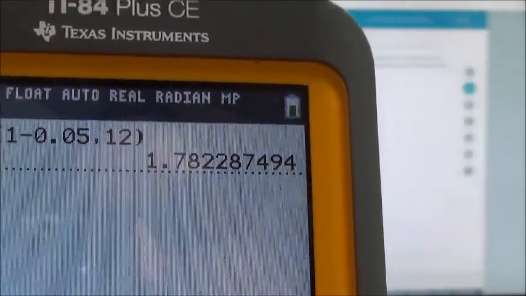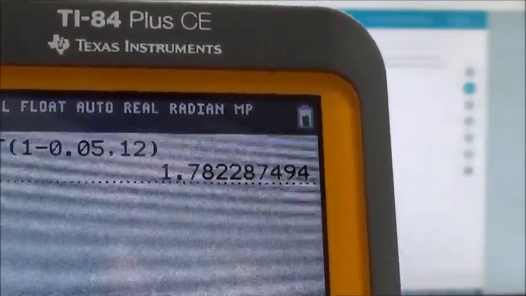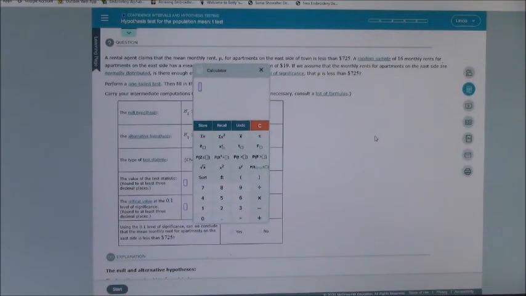Again, they'll probably have you rounded off to 3 or 4 decimal places. On the Aleks calculator, it's always going to do the area to the right. So if you want the area to the left, you use the negative t sub. If you want the area to the right, you just do the t sub.